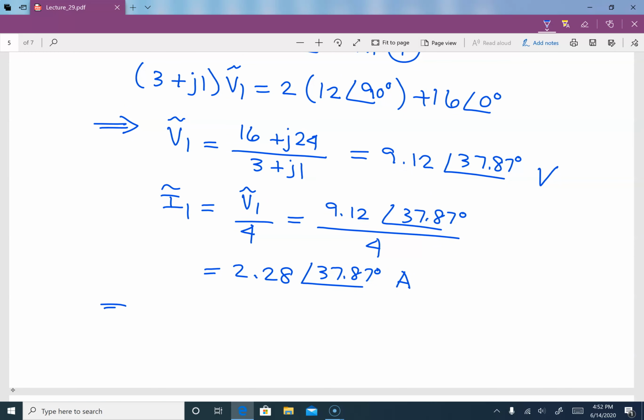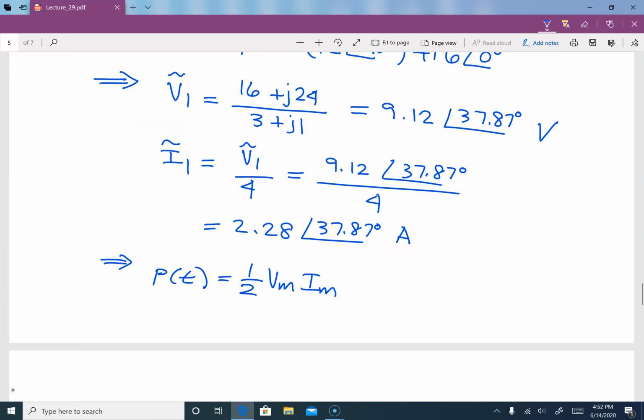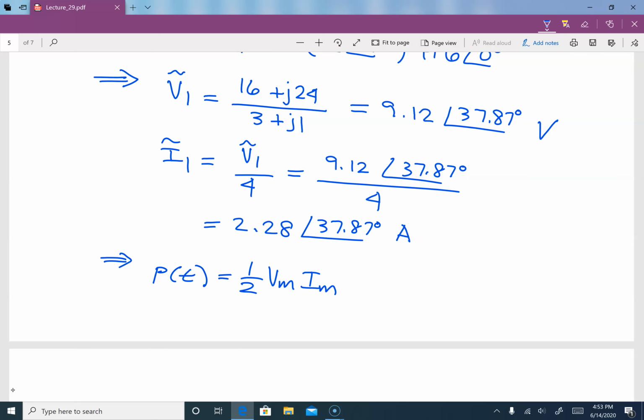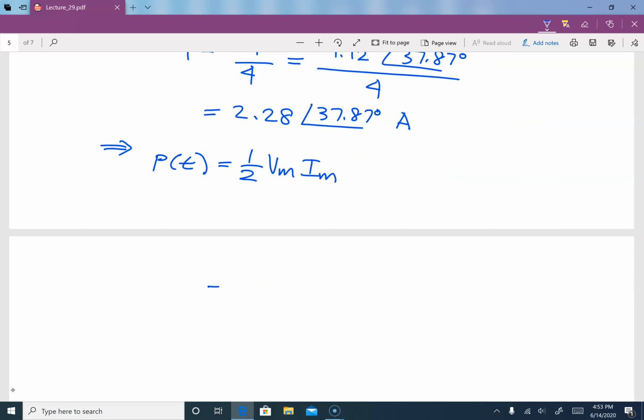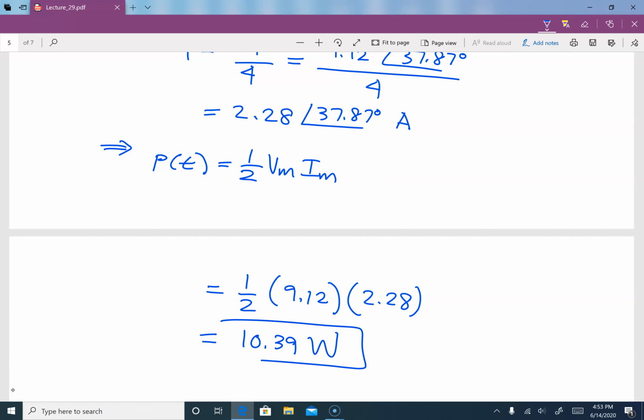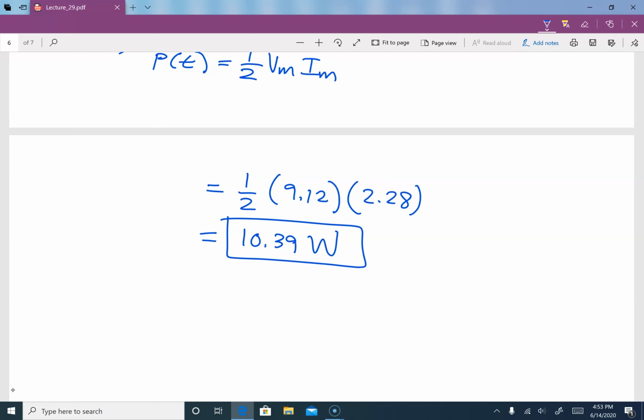So now we can say our P of T is equal to 1/2 Vm Im, since that is a pure resistance, and that is equal to 1/2 Vm is 9.12 times 2.28, and the answer here is 10.39 watts.